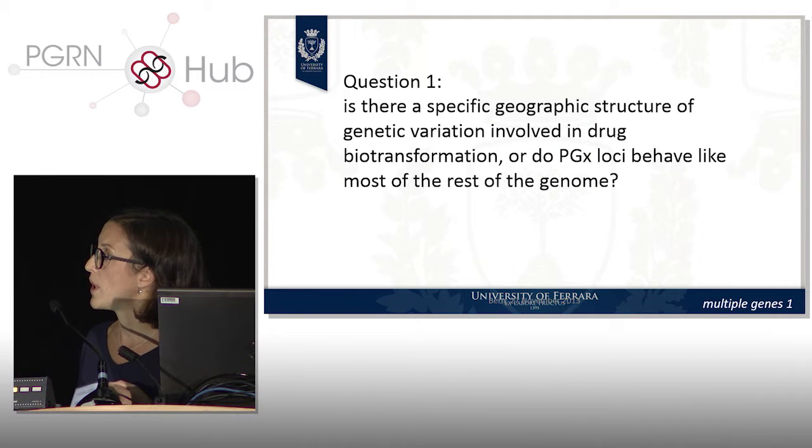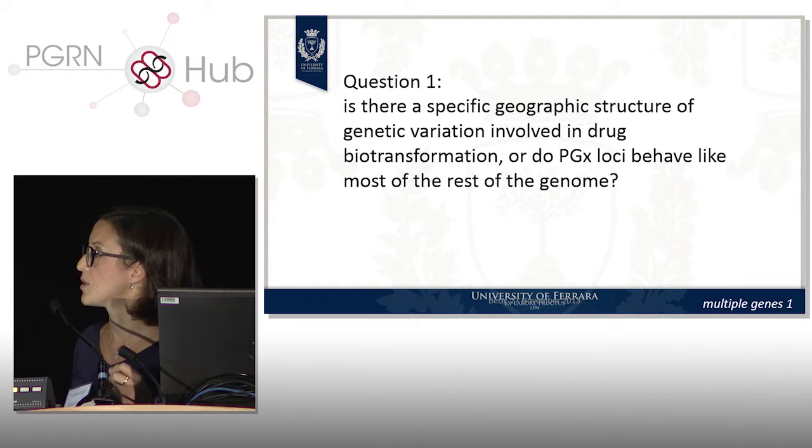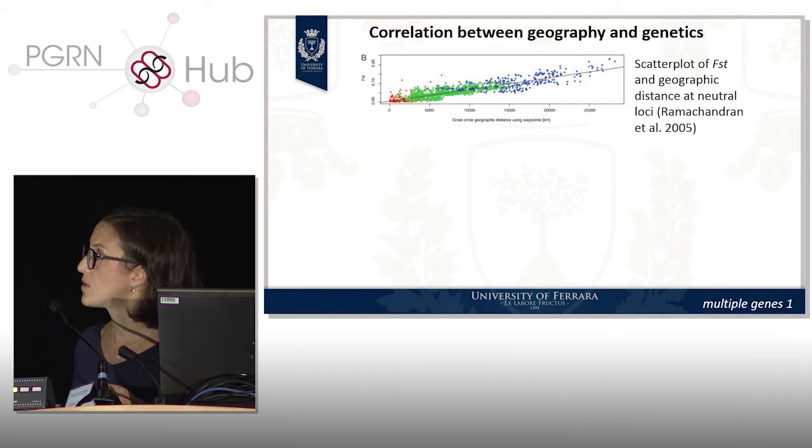The first question we asked of this variation was if we could identify a specific geographic structure for these genes that was different from the rest of the genome. So in other terms, if there is a specific geographic structure for genes involved in pharmacogenetics. But how is the rest of the genome behaving? Here you see a plot.